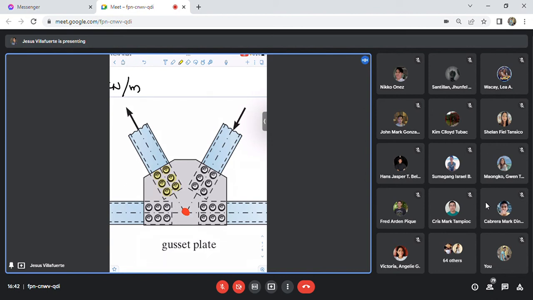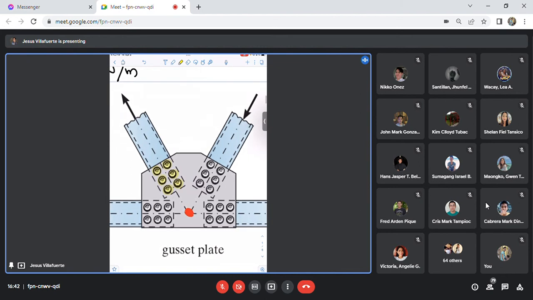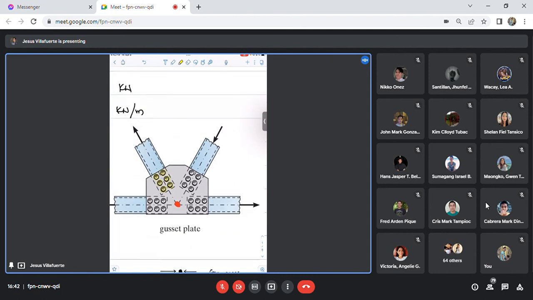So the other one is called the gusset plate, and from the gusset plate you connect the members of the truss using either a bolt or a rivet, or you can also weld it, but in this case we use a bolted connection. So what is the shearing action that happens in our bolt? For example, this is the top section.